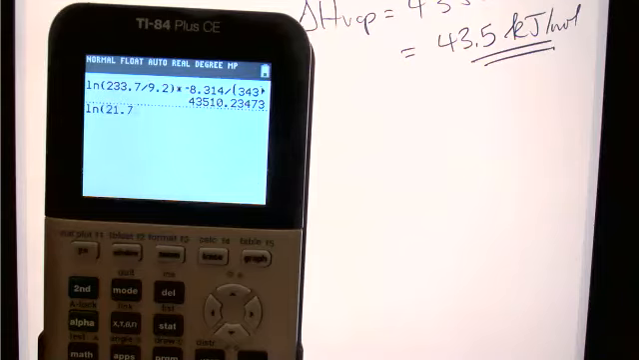21.7 over 13.6. So you chose 2 points that were very close together, right? It's not the end of the world, but I asked you to choose points that were far away from each other. Then what do I do with that? Multiply by negative 8.314.